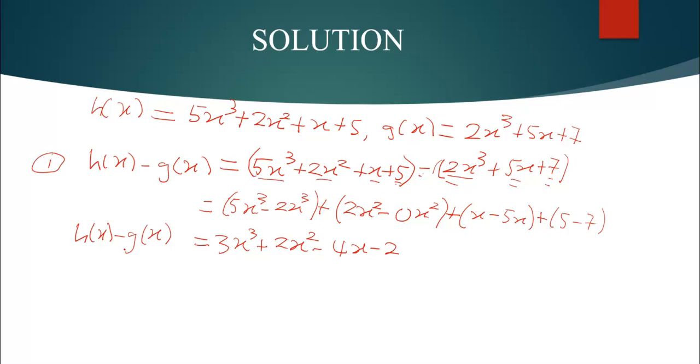So h of x minus g of x will give us this as our final answer. In subtracting, this is just very simple. We don't do anything with the degree. We subtract coefficients and then maintain the degree of the variable. So 5 minus 2, 3.